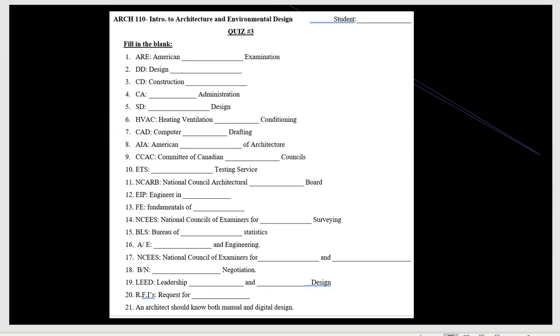Similar to the last quiz, we have fill in the blank for the first part, and this is some of the review so you can be ready for the fill in the blank. AREDD, CD, CA, SD, AVACT, CAD, AIA, CCAC, ETS, NCARB, EIP, FE, NCEES, BLS, AE, NCEES, BN lead, and RFI. So basically the fill in the blank looks like this.